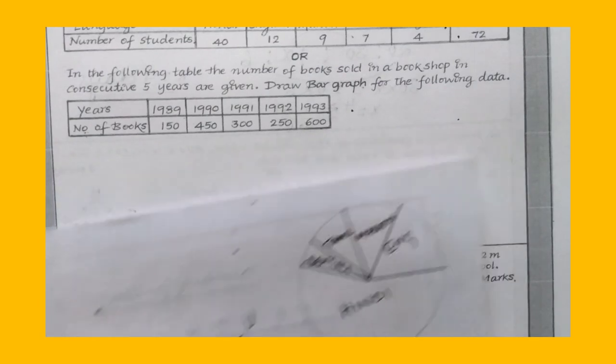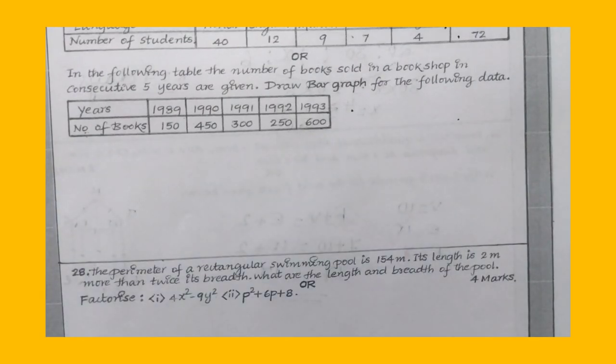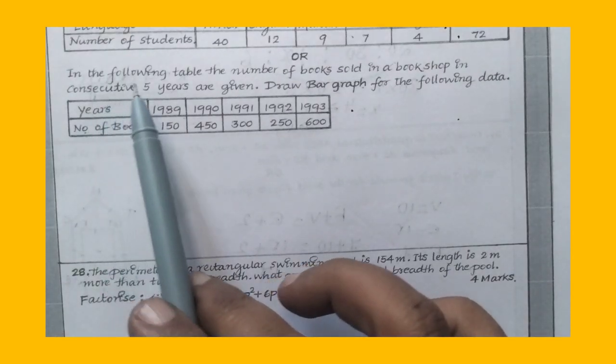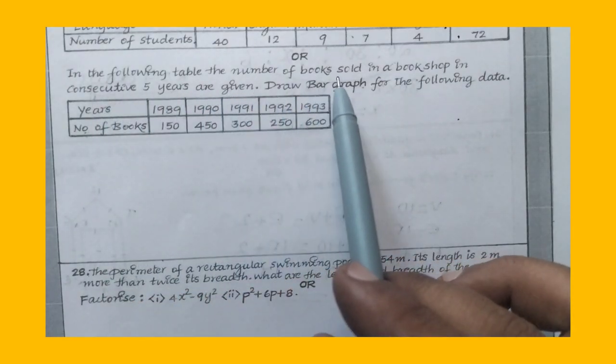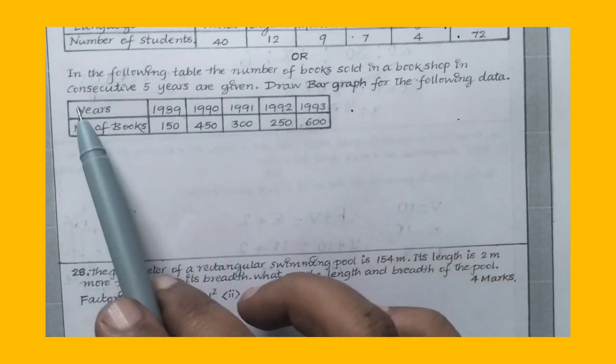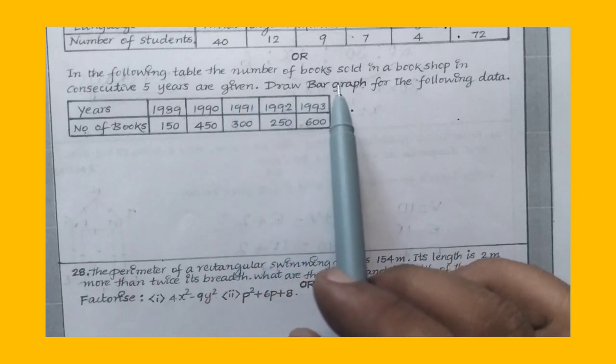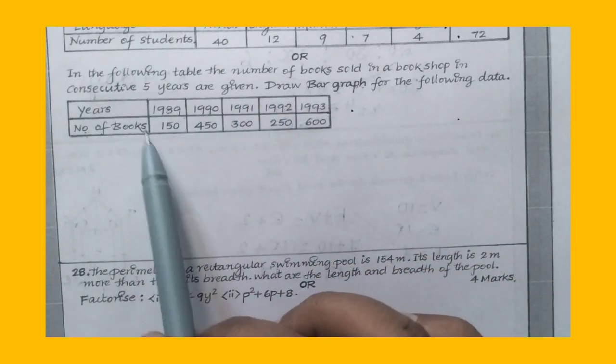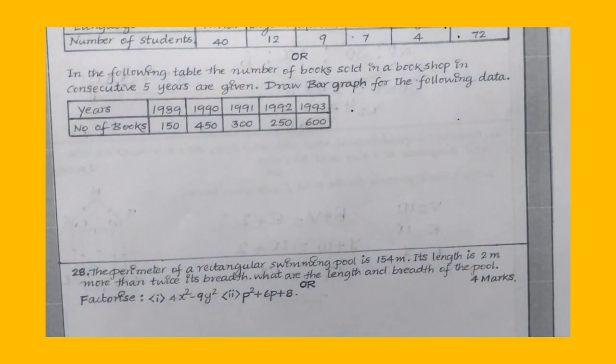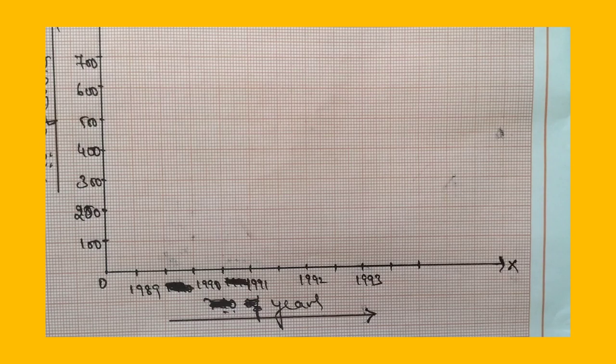Now in this one only one more question is there. Let us answer that question. In the following table, the number of books sold in a bookshop in consecutive 5 years are given. Draw a bar graph for the following data. So now let us draw the bar graph for this one.